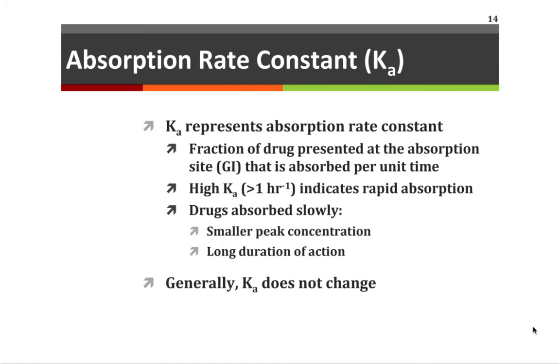Ka is the fraction that is absorbed per unit time. A high Ka, greater than say 1 per hour, again Ka being a first order rate constant, has the units of per hour, as is the case with the elimination rate constant. So very high Ka, greater than 1 per hour, indicates rapid absorption. Drugs absorbed slowly will have a smaller peak concentration and may have a long duration of action. And typically, as is the case with KEL or elimination rate constant, Ka does not change, and it is a constant.